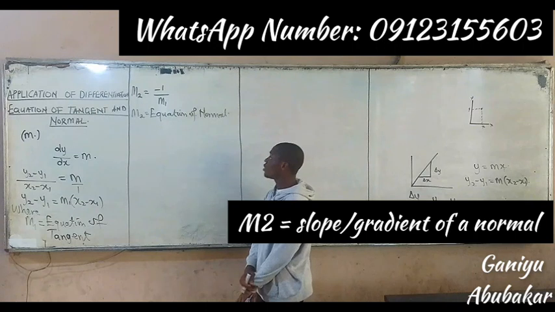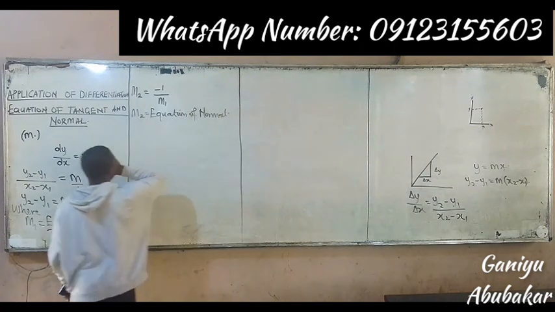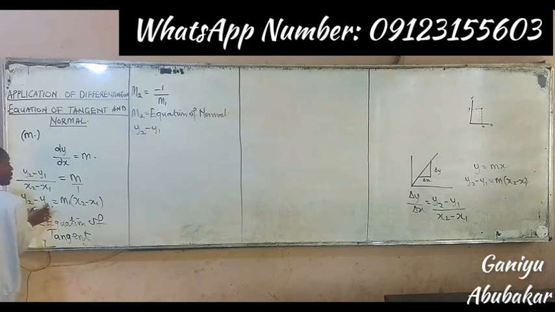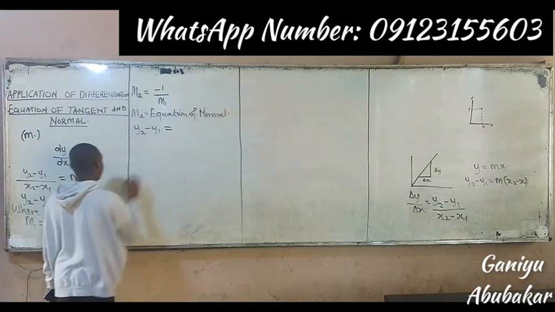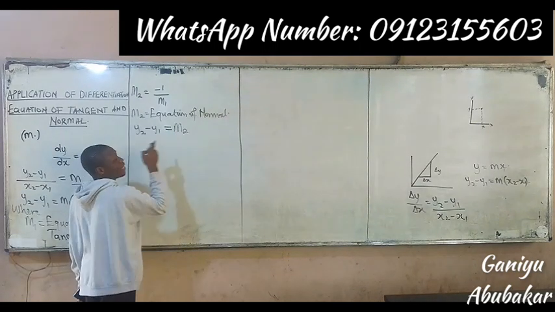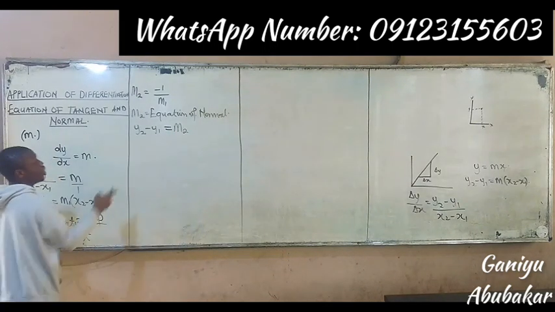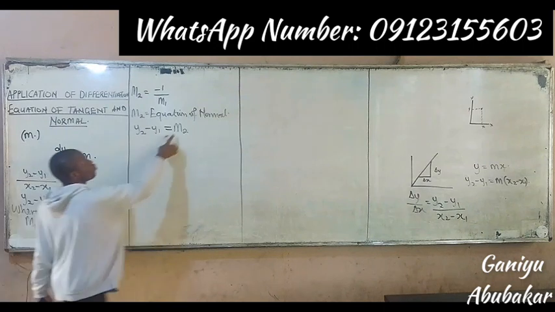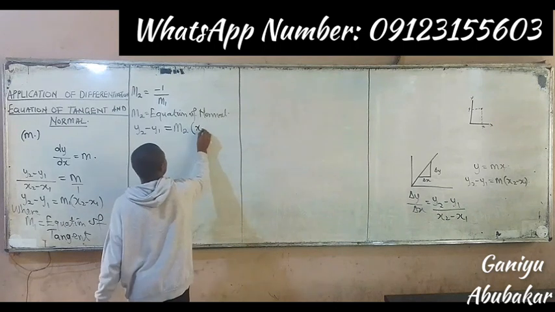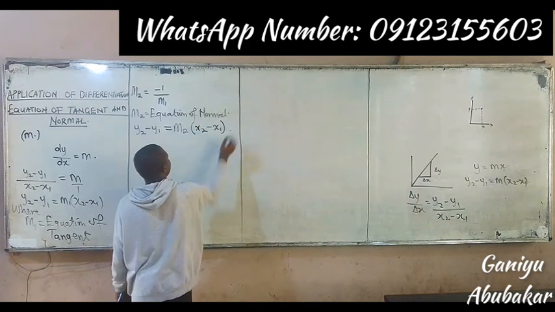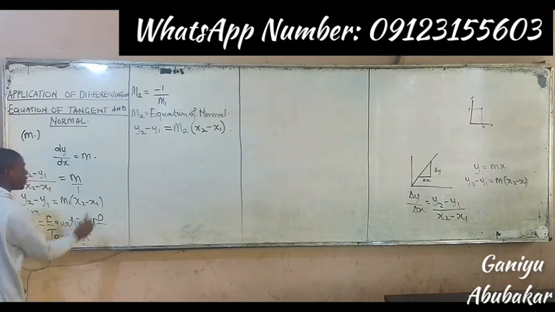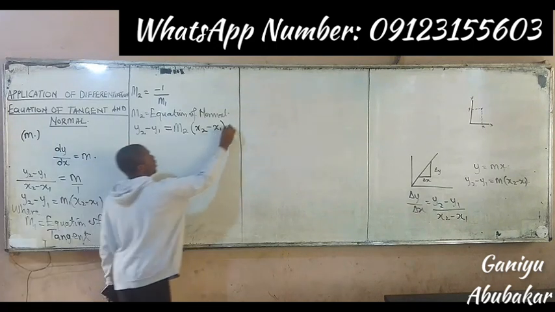So in other words, my equation here becomes y2 minus y1 equal to, this was m1, here becomes m2, to signify that we are dealing with the equation of normal. So m2 into x2 minus x1. So in other words, my two equations are as follows: number one is this, and number two is this.